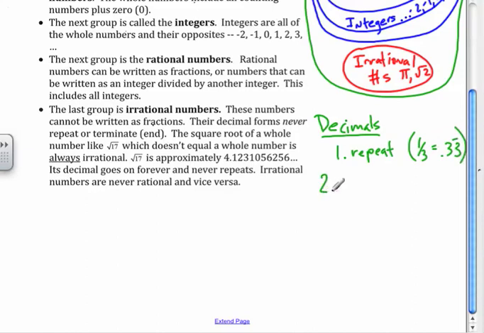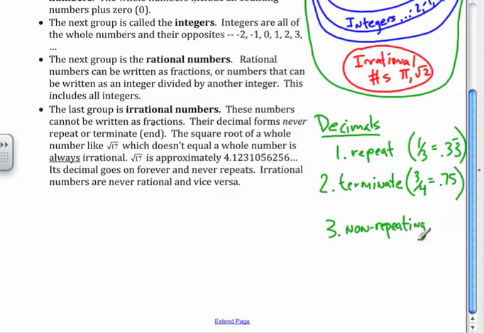Okay, the second thing they can do is they can terminate or end. That's what terminate means. Okay, such as 3/4, which equals 0.75, and then there's nothing behind the 5 but zeros. It's kind of a repeating number too. It's just repeating zeros. And then the third thing that happens is non-repeating. That means that the decimal never ends, but it also never repeats.